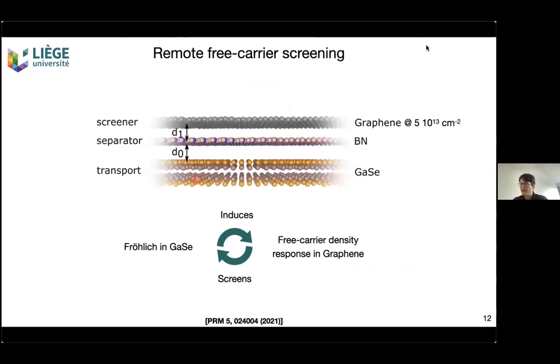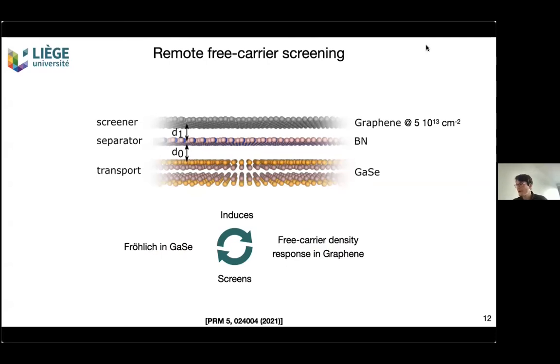So we have gallium selenide, and we stack it up with some highly doped graphene, which will have plenty of free carriers to screen. And we have to separate them with boron nitride in between to isolate them electrically. Then the general idea is that there are going to be polar-optical phonons that generate some Fröhlich potential, which will induce a free carrier density response in graphene, which will in turn screen the Fröhlich potential in gallium selenide.